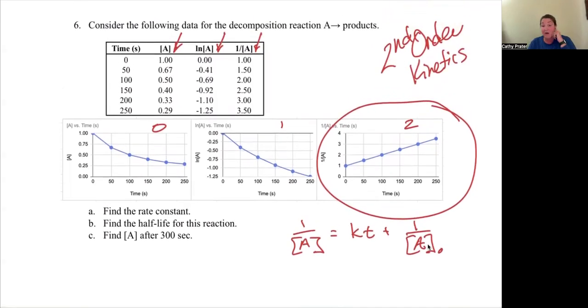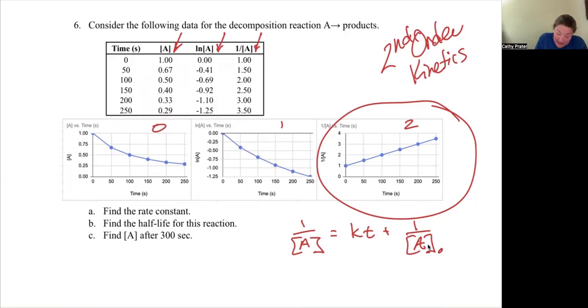There's two choices for how I can do it. I can either find the slope of this line, or I can plug in to the second order integrated rate law values from here and here, and then solve for K, which is the one I'm going to choose to do because I like those numbers a little bit better.